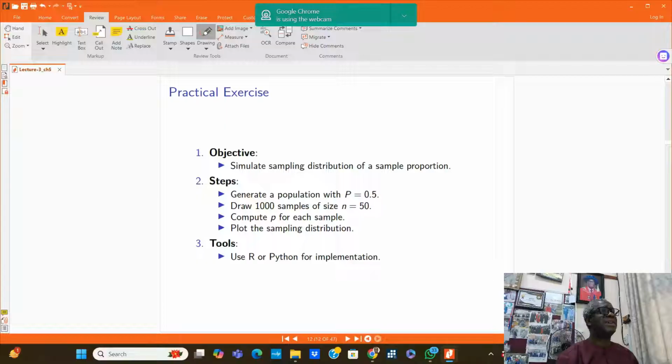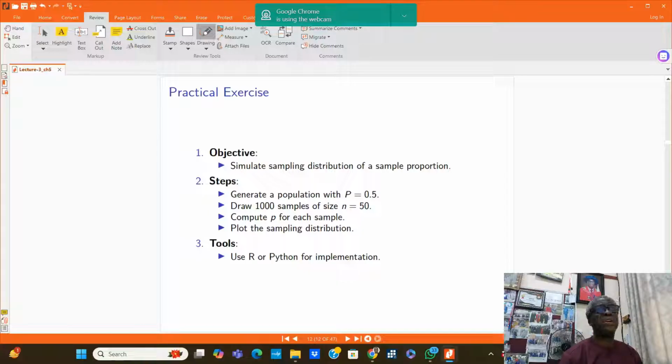Now, we have a practical exercise which you can lay your hands on. Here you have to simulate a sampling distribution of a sample proportion. The objective is for you to just do some computational task. So you want to simulate the sampling distribution of a sample proportion. Step one is you generate a population with a known proportion of success to be 0.5.